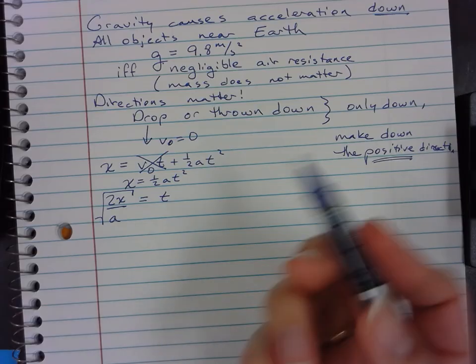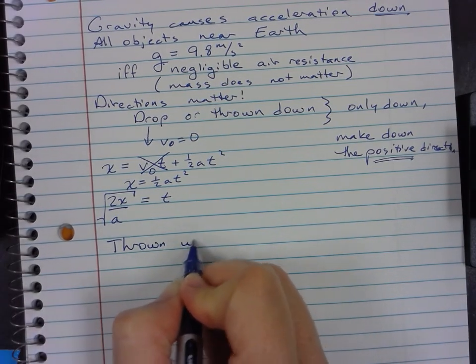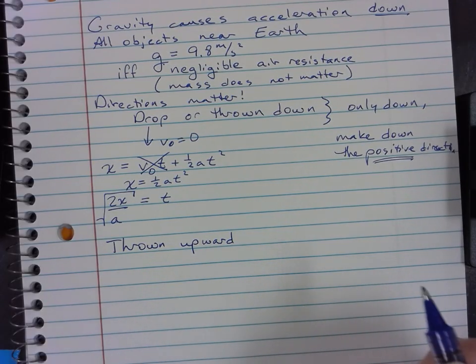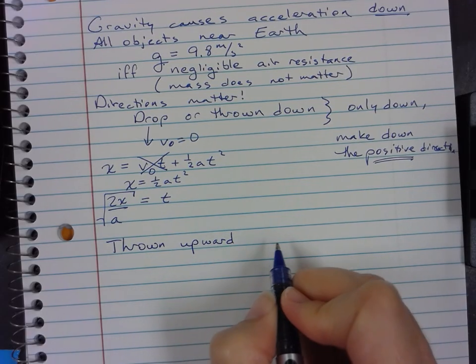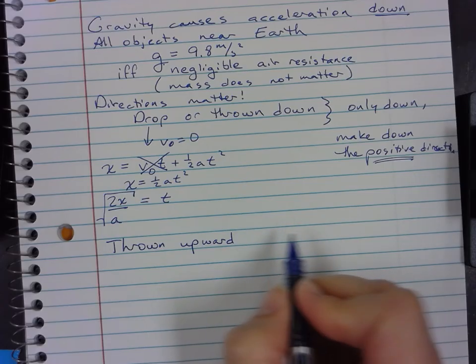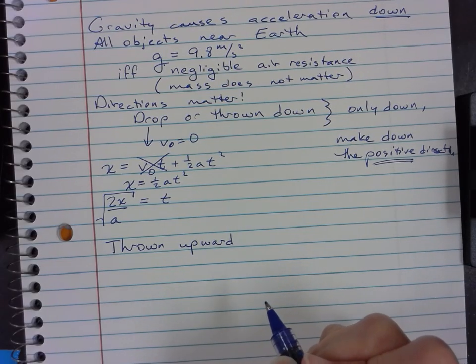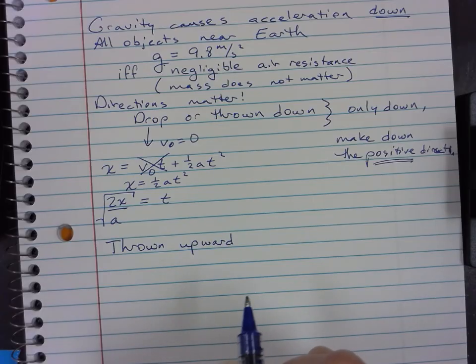Now, we will have situations where an object is thrown upward. In that case, we have both up and down in the same problem. The initial velocity is going to be upward. Gravity is always down. So we have two opposite directions. You still choose to make up positive or down positive. Totally up to you. But whatever you make positive, the other direction has to be negative. I get confused if I try to reverse those.